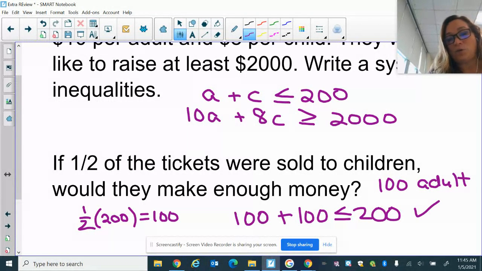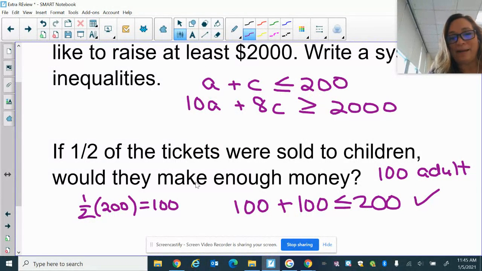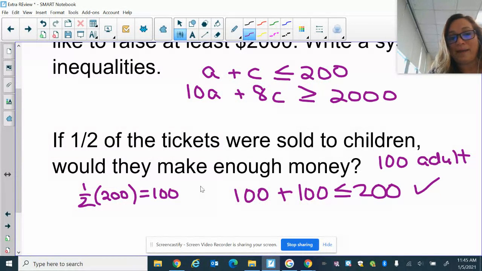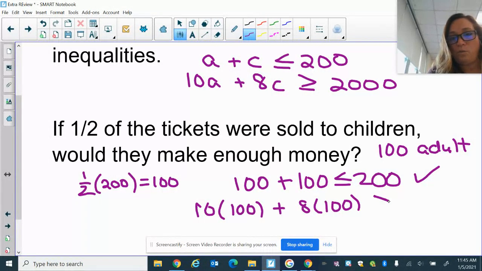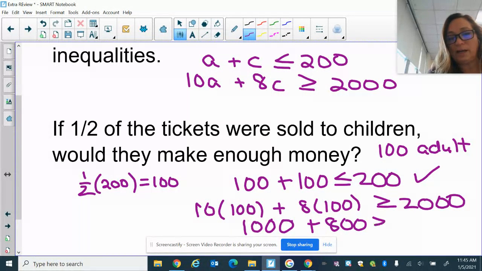And that is actually why I chose that. But it's really more about the money because that's what it says. Will they make enough money? So if I do 10 times 100 plus 8 times 100, will that be more than $2,000? No, it won't because that's 1,000 and that's 800. And I can tell already that $1,800 is not enough money.